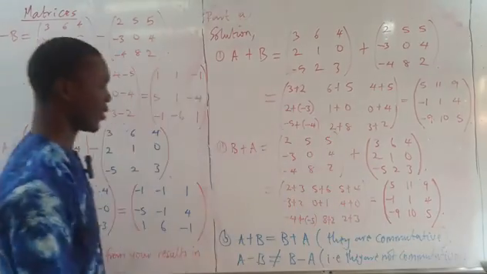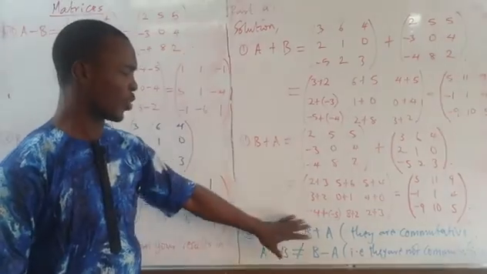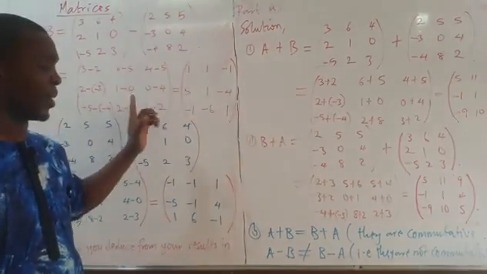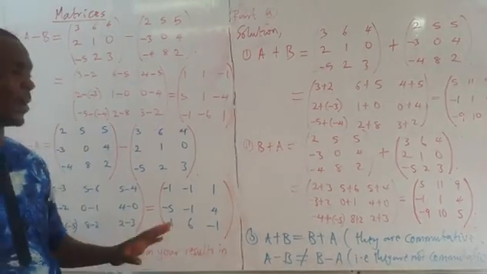It means matrix addition is commutative, but subtraction is not commutative under matrices.